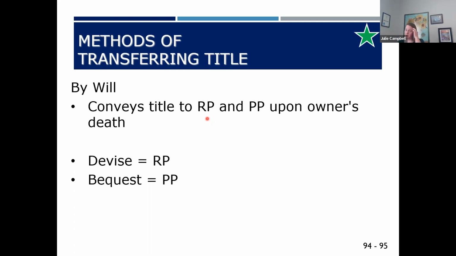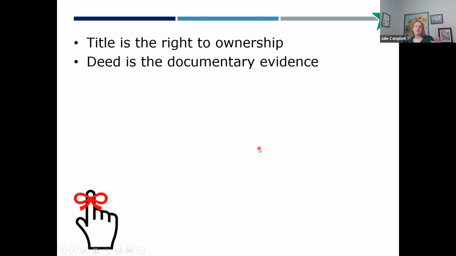So we've transferred our title. Maybe we've done so with a deed. Maybe we've lost it through an operation of the law, the court. Remember what we said, you guys. Title is the right to ownership. It's the idea of ownership. How do you prove that it's yours? You produce a deed. The deed is the documentary evidence. The deed is the tangible proof that you can touch. Say, this is my document that proves I am the owner of record. The title is mine.